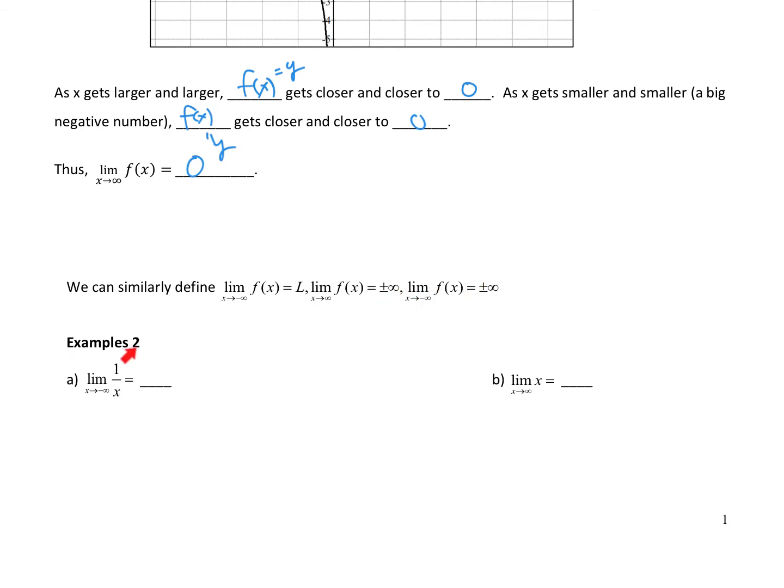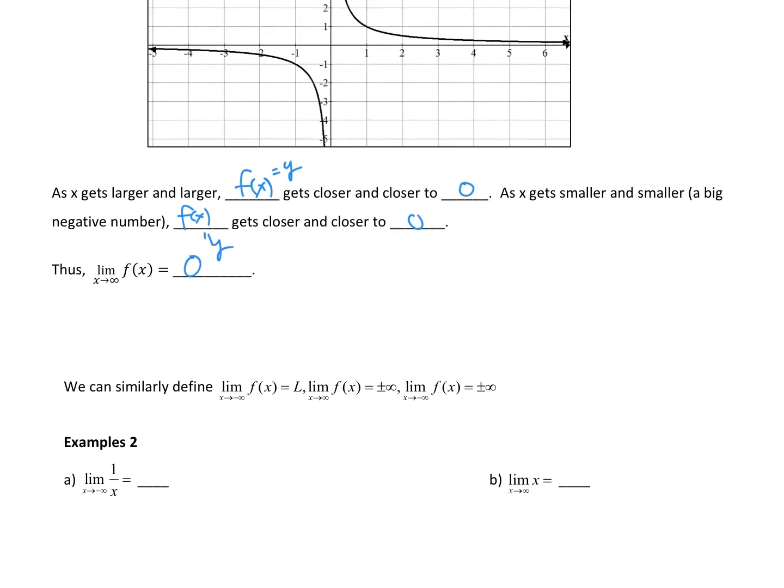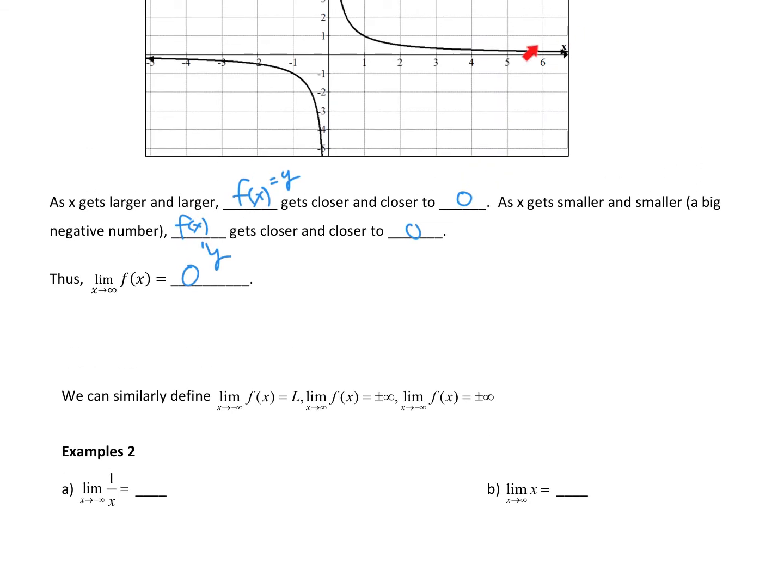So let's look at example 2. Limit as x goes to negative infinity of 1 over x. Same graph, but instead of looking at the right side of the x-axis, I'm looking at the left side of the x-axis. Again, the height of the graph goes to 0. So that one is also 0.